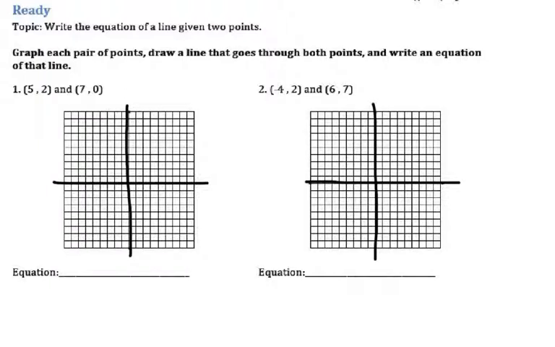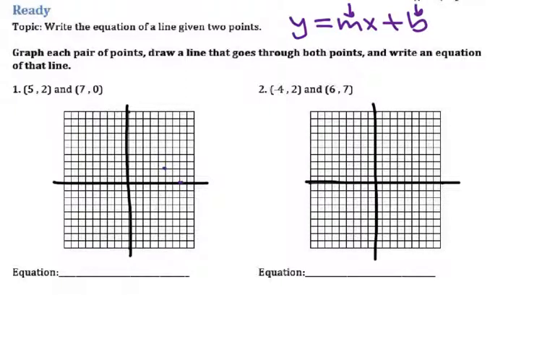So 5, 2, we'd go to 5 for the x, 1, 2, 3, 4, 5, up 2, so right about there. Then 7, 0, go 1 out to 7, and 0. Okay. Now, what we're thinking about here is slope-intercept form is going to be the easiest way to figure this out. So we've got to find the slope and the y-intercept. Slope goes here, y-intercept here.